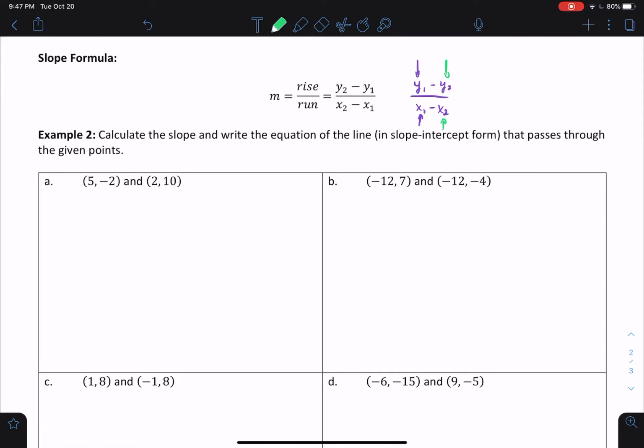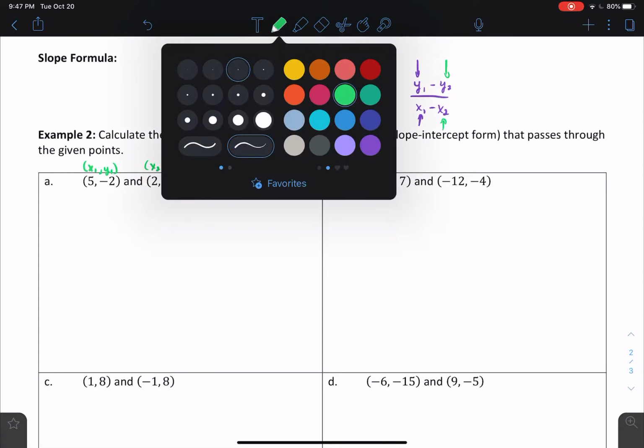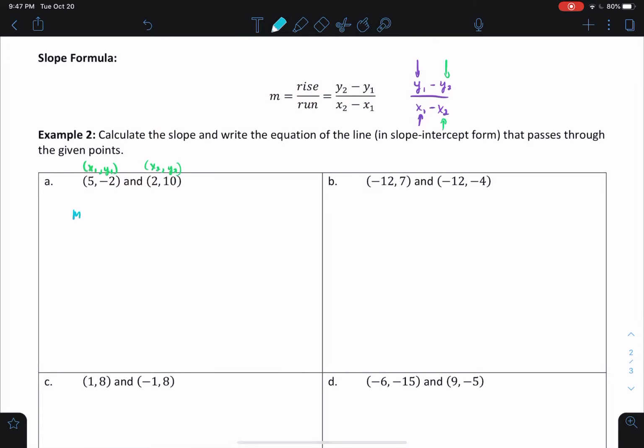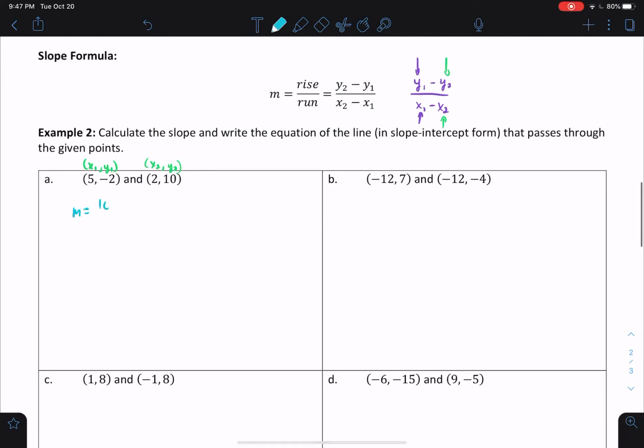Okay? So what I mean by that is, in example 2, we're going to find the slope and then write the equation of the line that goes through those 2 points. I'm going to label these x1, y1, and x2, y2. So to find slope, that's what we're going to start with. We have m equals y sub 2, which is 10, minus y sub 1, which is negative 2, over x sub 2, which is 2, minus x sub 1, which is 5.